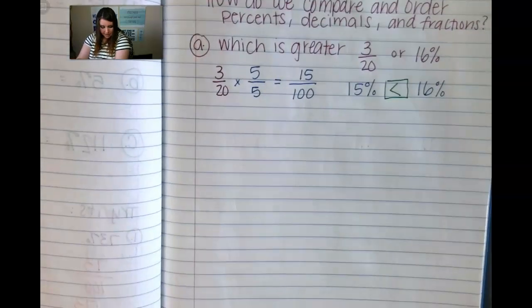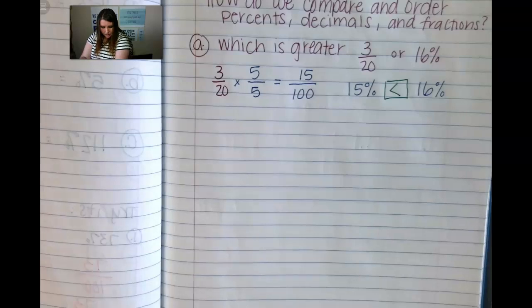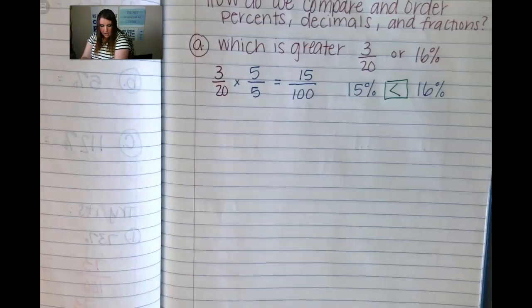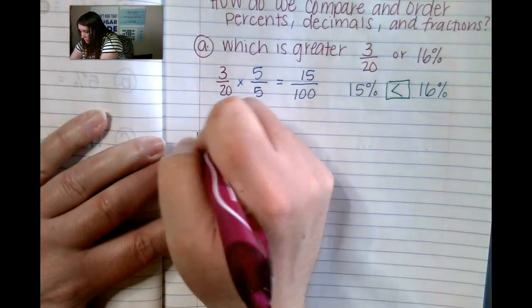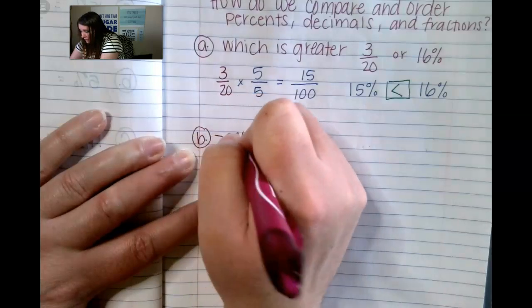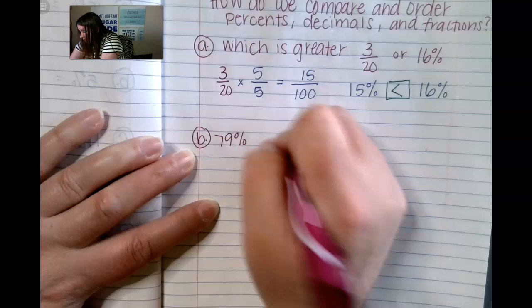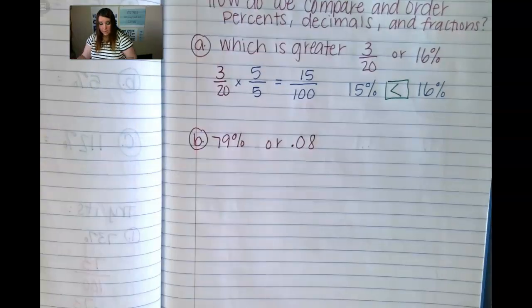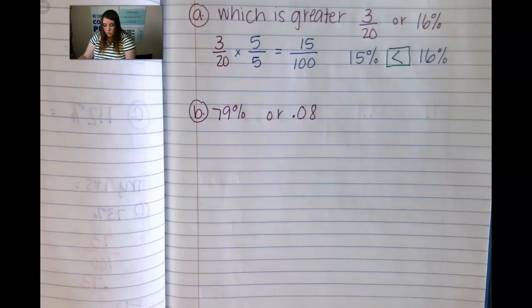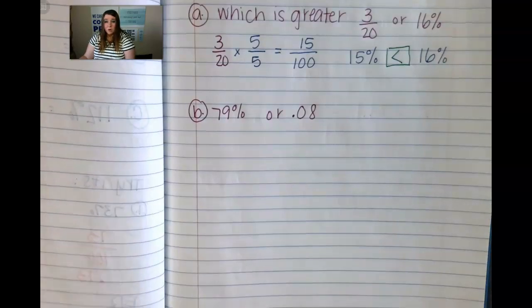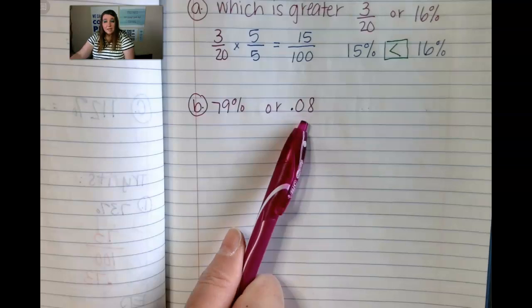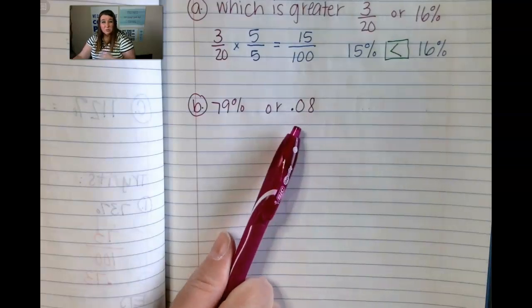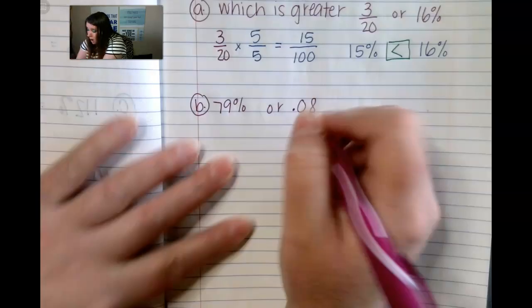Now, let's say that I had 79% and 8/100. So my next problem is 79% or 8/100. Which one is greater? Okay, well, you can choose how you want to represent this. I know that 8/100, I can convert this into a percentage, or I can just read it and make it a fraction.